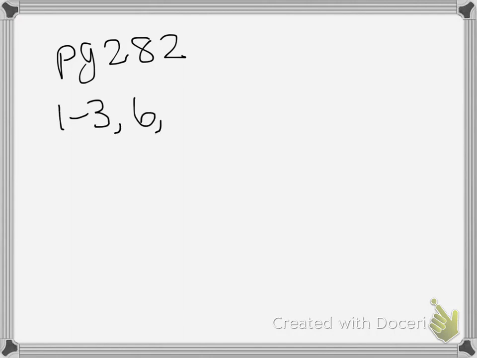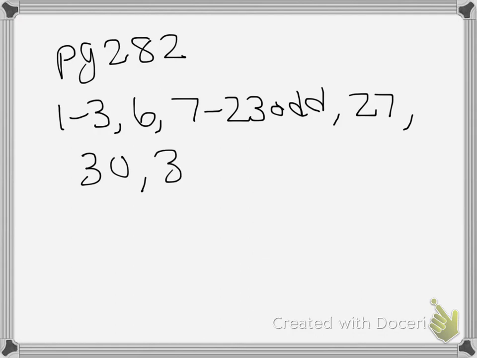So the problems that you are going to have on your homework, even though you're already on Canvas, just in case you don't want to go click on that assignment, okay? It is going to be on page 282. And on page 282, we are going to do numbers. Excuse me as I backtrack some. All right, so we're going to start with numbers 1 through 3, add 6. You're going to do 7 through 23, odd. Add 27, add 30, and then you're going to do 32 through 35.